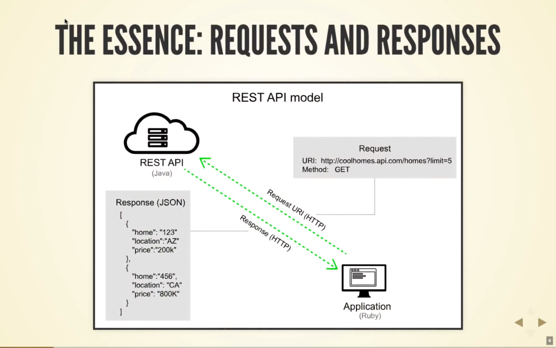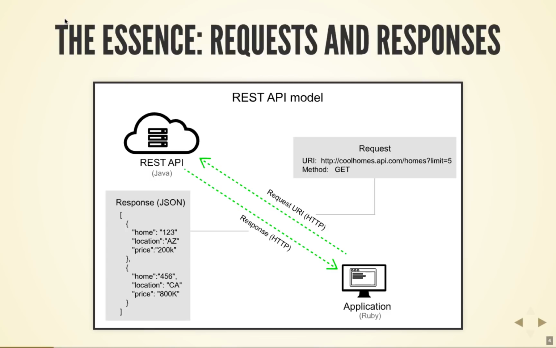The essence of APIs is requests and responses. If you were to narrow it down to just three words, that's all it is. It's what can I request and what comes back. Now REST APIs are different from native library APIs such as a Java API or a C++ API because it doesn't really matter what language you're in. Your application could be in Ruby, Python, Java, or JavaScript. It doesn't matter.